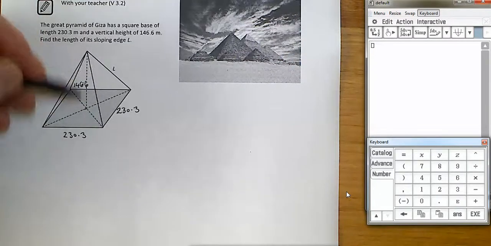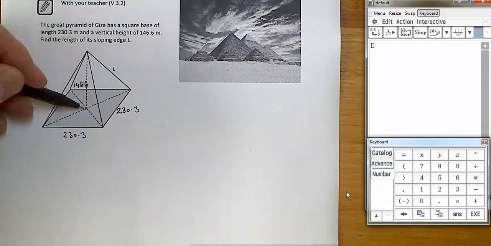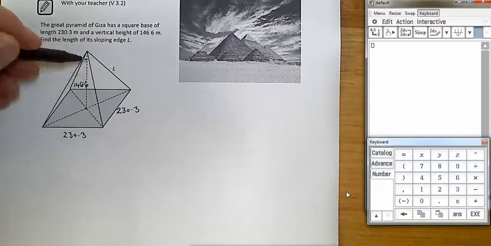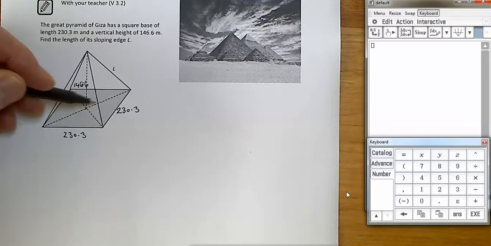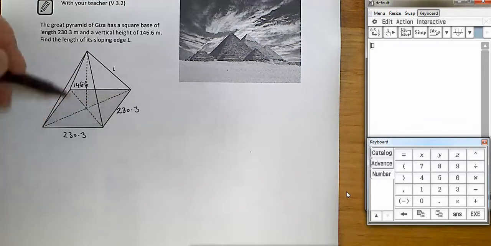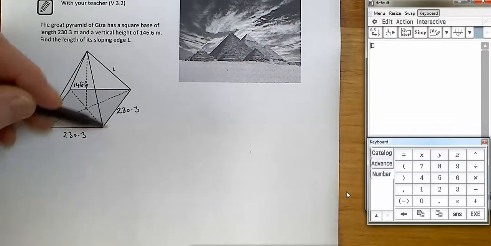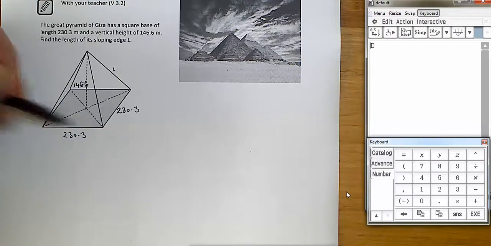So we're going to be able to use this triangle here. But you can see that we haven't got enough information about it. We're trying to find out L. We know this side, but we don't know that one. What I'm looking at now is this base here, this square base, because I do know that's 230 and that's 230. And I know this is a square too, even though it doesn't look like it.